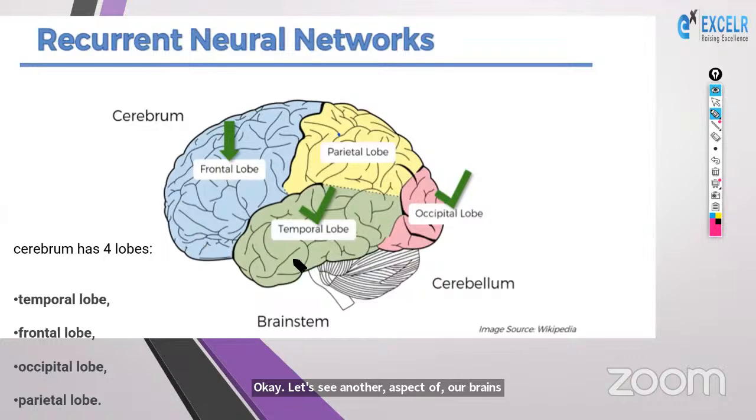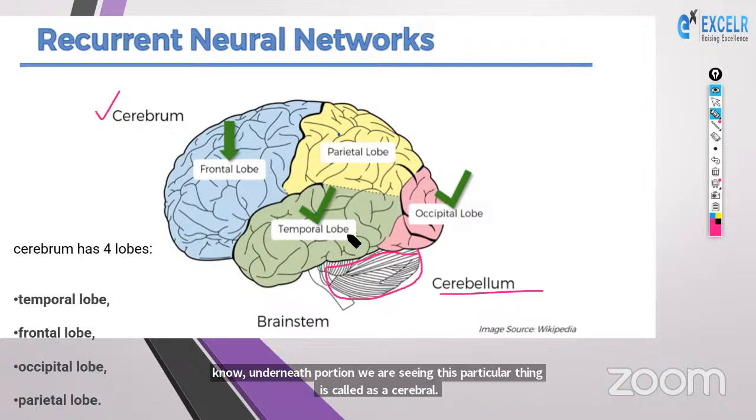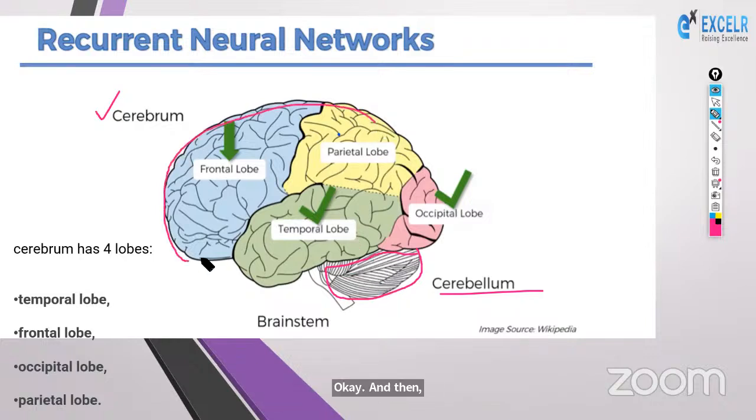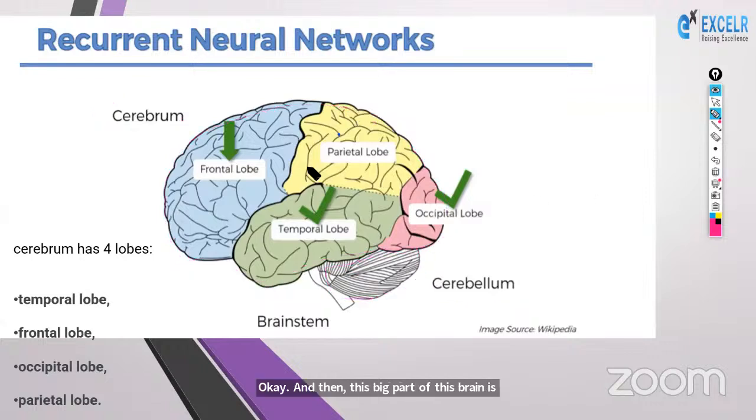So this is a typical brain architecture. In this brain architecture, we have two things: one is a cerebrum, another one is a cerebellum. The underneath portion you are seeing is called the cerebellum, and this big part of the brain is called the cerebrum. With respect to this cerebrum, we have four different domains or sectors in our brain.